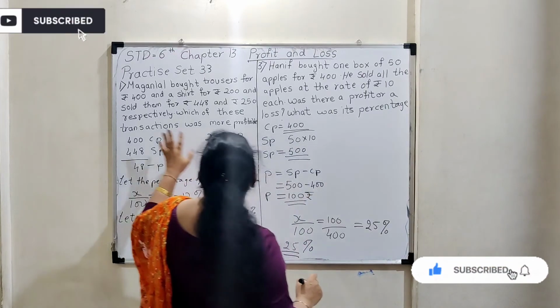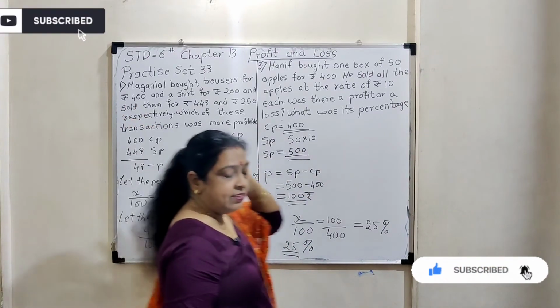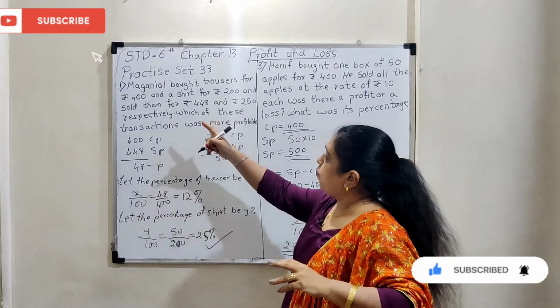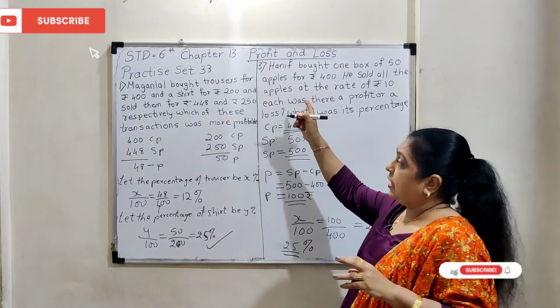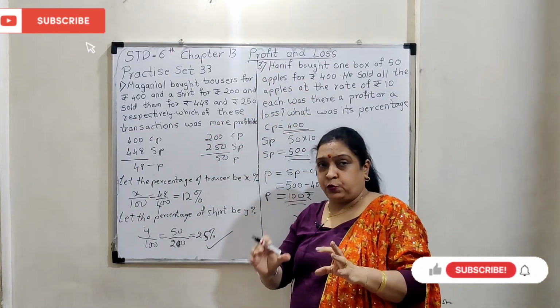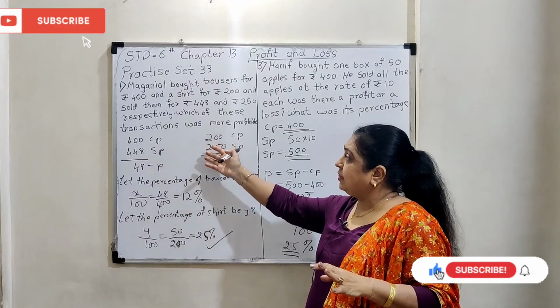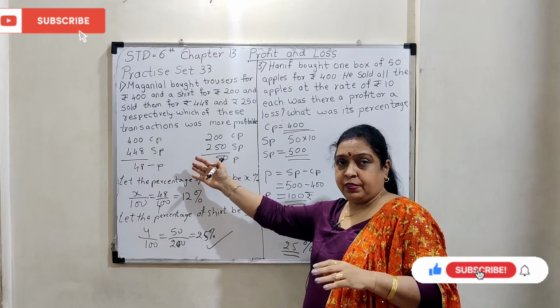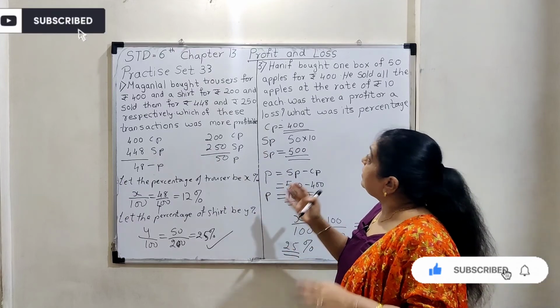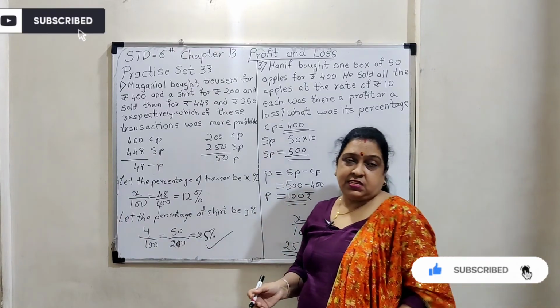See, I have solved in practice set 33 sum number 1 and sum number 3. I have not solved sum number 2 because it is the same as the first one. And I have completed this chapter, profit and loss.